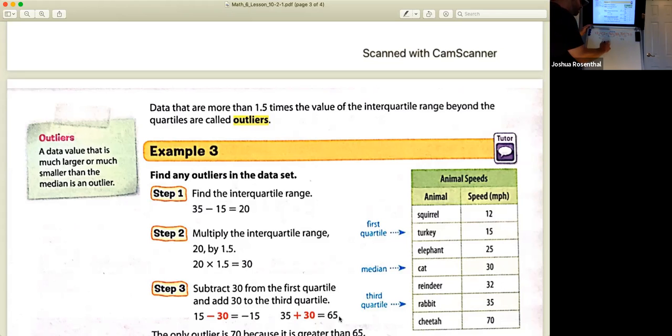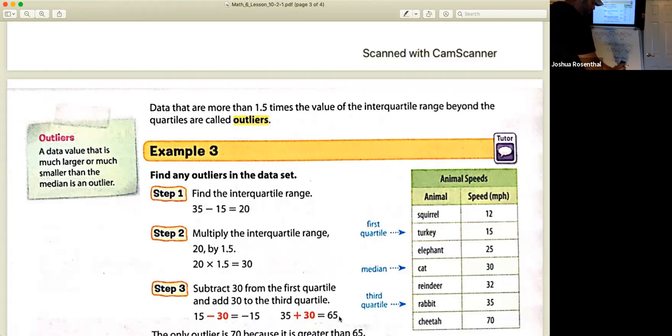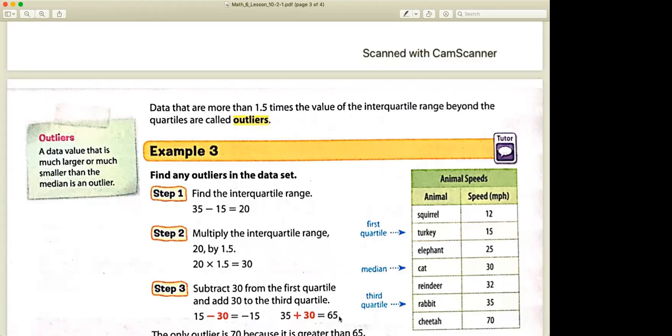Okay, so the IQR is 35 minus 15, which is 20. And 1.5 times that is what I add and subtract from Q1 and Q3. So it's going to be 30. Okay? So I'm going to add 30 to my 35. So my upper maximum and my lower minimum, I should just call it my max and min. It's your upper extreme and your lower extreme.